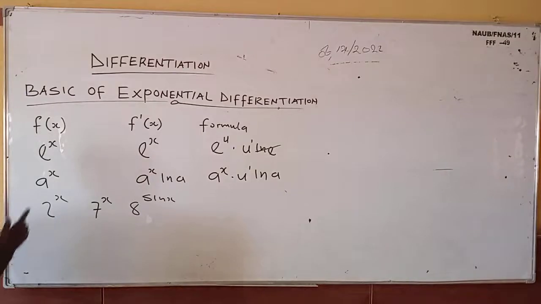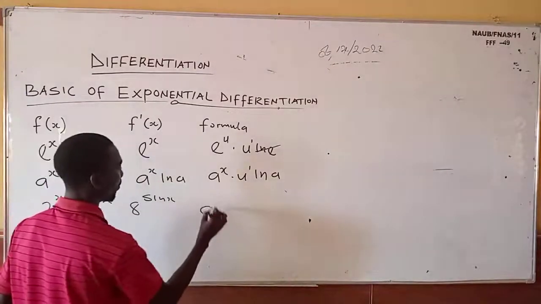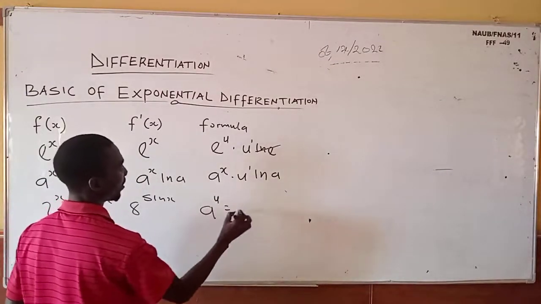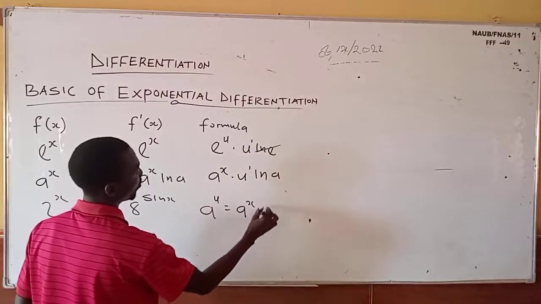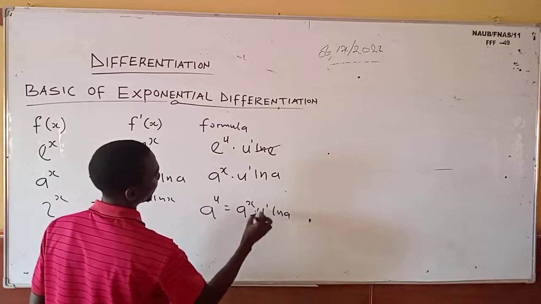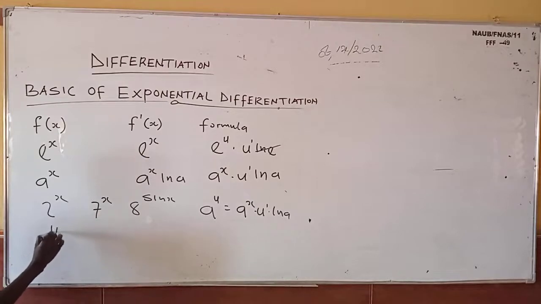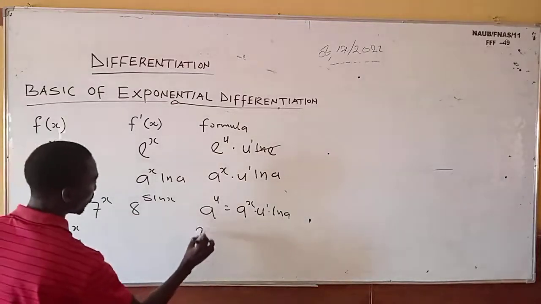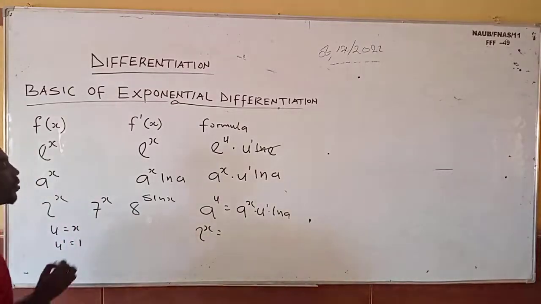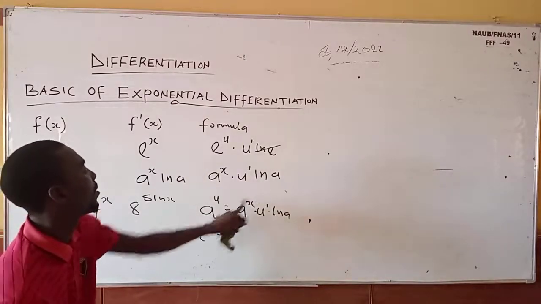Let me rewrite this. A to the power u, where u is a function of s. This is our formula: a to the power of u, u prime ln a. You understand? So now it means that for 2 to the power of s, let's solve this one first. U equals to what? s. Then u prime will be equal to, if you differentiate this, you are going to have what? 1. Right? Then go back to your formula.